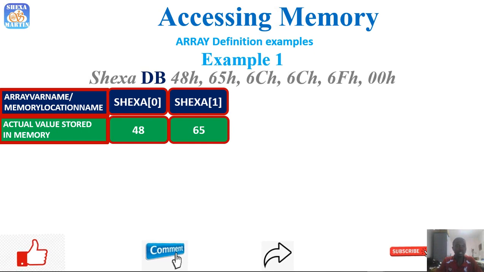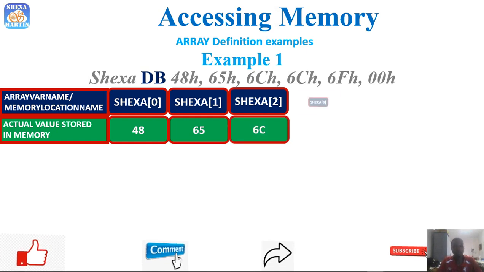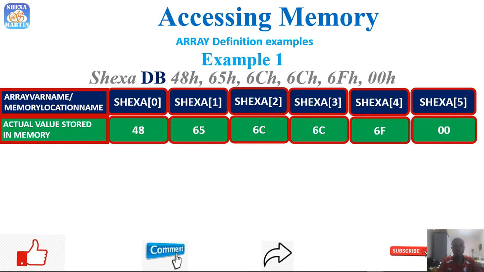Shexa index 0 resides at a certain byte in memory, and there exists a memory location value which corresponds to Shexa index 0. Shexa index 1 has its value initialized in this line of code, and it is a variable which has a different memory location from Shexa 0 and the other Shexa variables that we have declared here. The same applies to Shexa index 2, 3, 4, and 5. So these are the values that we have inside our memory locations, or inside our array.